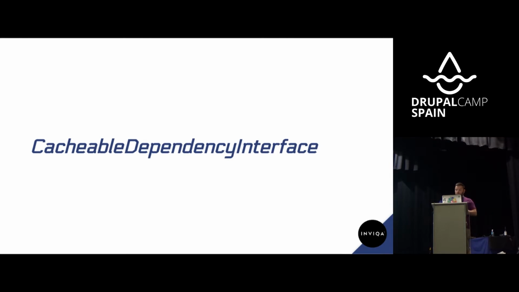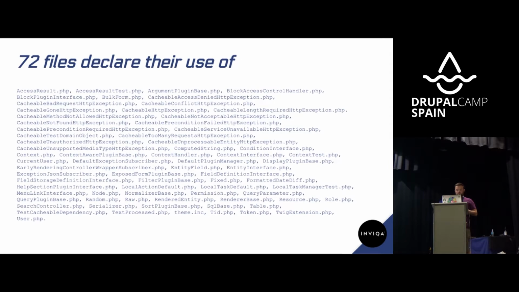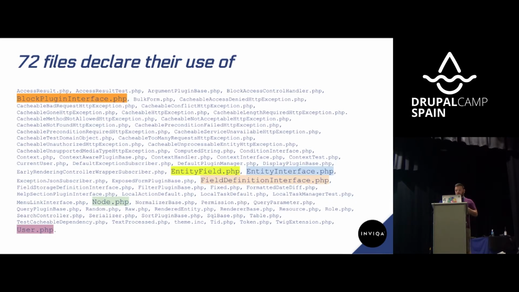if we just focus on the first one, which is cacheability dependency interface, a quick look at the Drupal.org API documentation shows that there's at least 72 files that declare their use of it. And if we focus at least on a few of them, we can see that it's used by blocks, entities, entity fields, nodes, users, taxonomy terms, forms, etc. So it's used throughout pretty much everywhere. It's hard to find a place in Drupal where you would not have access to these things.